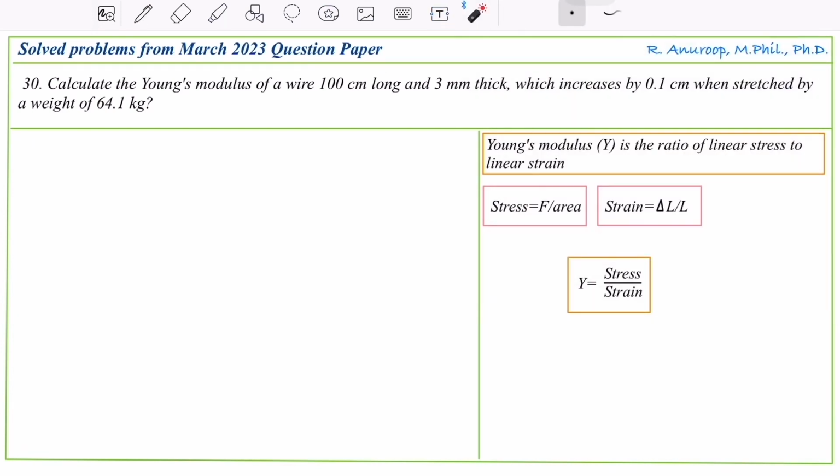First, let us see what is meant by Young's modulus. Young's modulus Y is the ratio of linear stress to linear strain. Y is stress divided by strain. What is stress? Stress is equal to force per area. What is strain? Strain is the change in length by original length, that is delta L divided by L. The Young's modulus Y is equal to stress divided by strain.